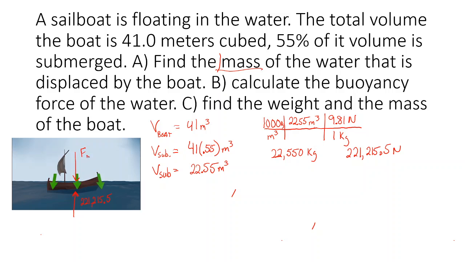So the normal force pushing down is going to be the same as the buoyant force pushing back up. So that would also be 221,215.5 newtons. Because if it was any heavier, it would sink a little bit more. If it was any lighter, the water would push it up more. So the weight of the boat is the same as the buoyant force, 221,215.5. These are equal, and I tried to illustrate that in the diagram. That would also make the mass of the water displaced and the mass of the boat the same.